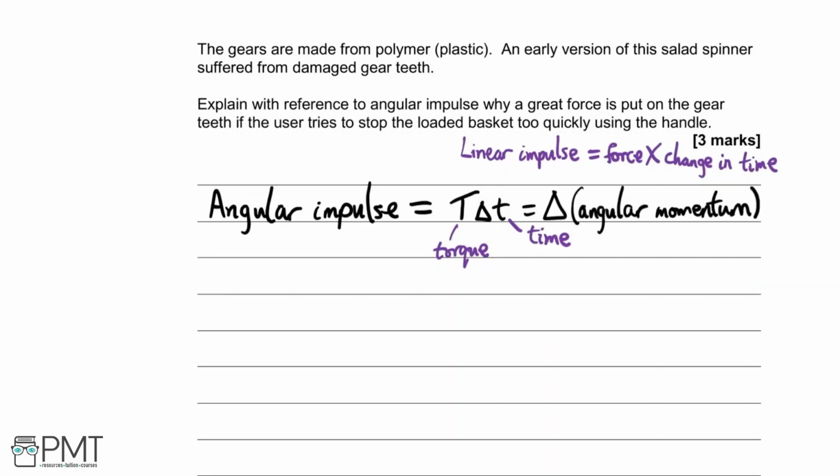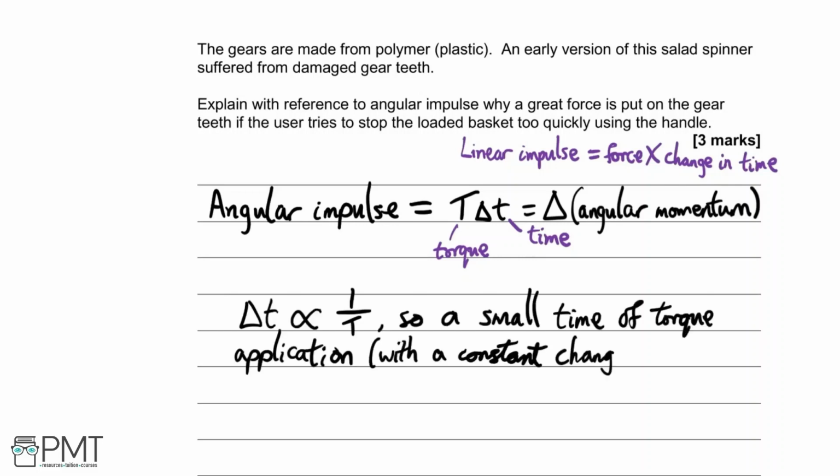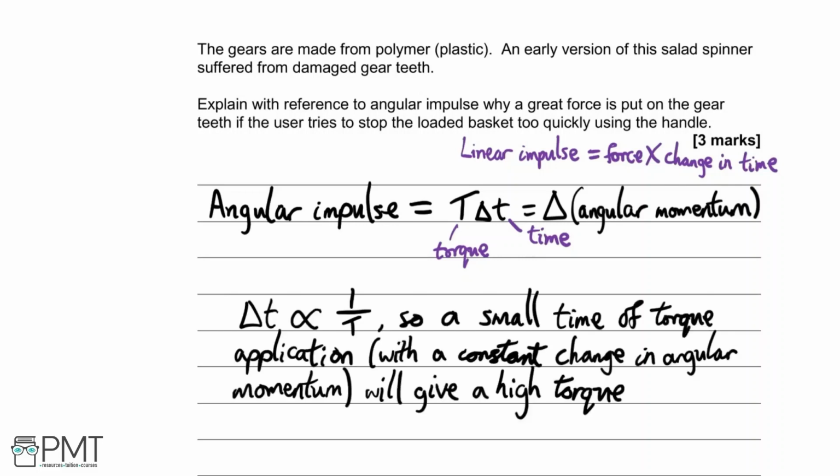So when we're rotating this at a given speed or a given angular momentum, we need to remove all of that angular momentum over a given period of time. So if we have a short time period where that takes place, for a constant angular momentum, then we're going to get a high torque. So the first 2 marks will be for making these 2 points.